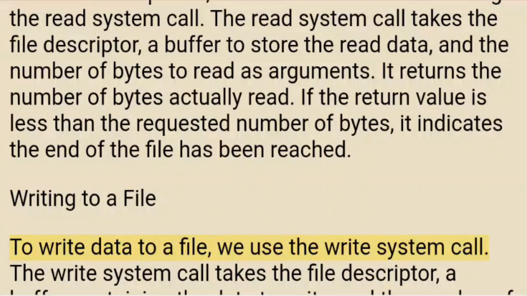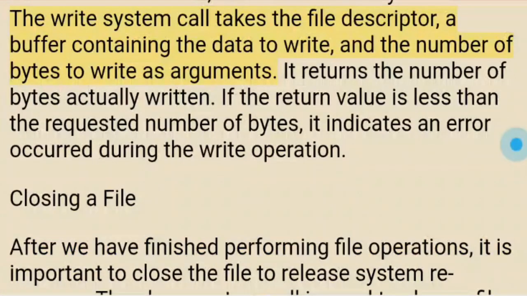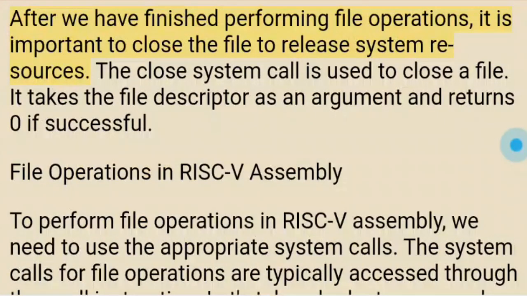Writing to a file. To write data to a file, we use the write system call. The write system call takes the file descriptor, a buffer containing the data to write, and the number of bytes to write as arguments. It returns the number of bytes actually written. If the return value is less than the requested number of bytes, it indicates an error occurred during the write operation.